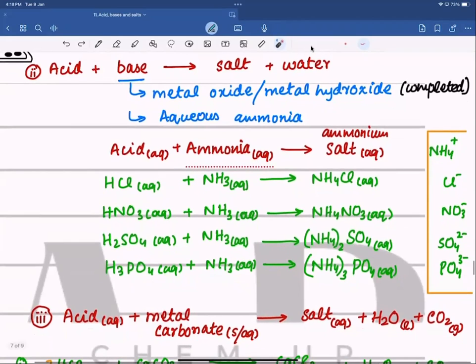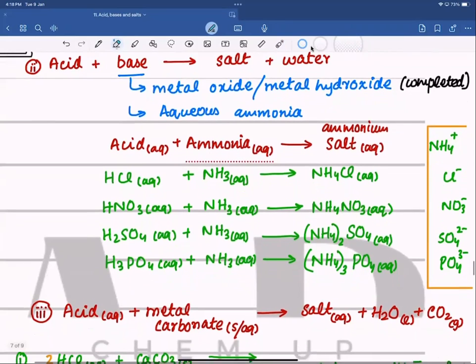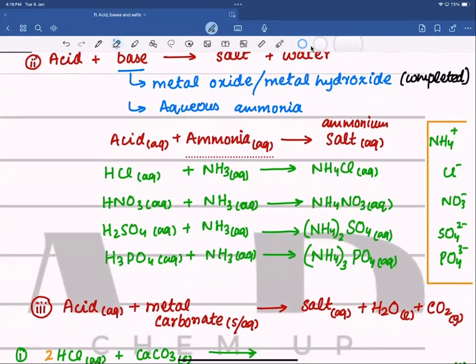The base can be aqueous or solid. Yes, the ones which are water insoluble are usually solids, and the ones which are water soluble, we usually use as aqueous. But sodium hydroxide can be both.